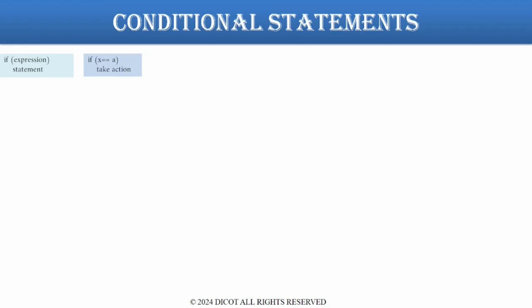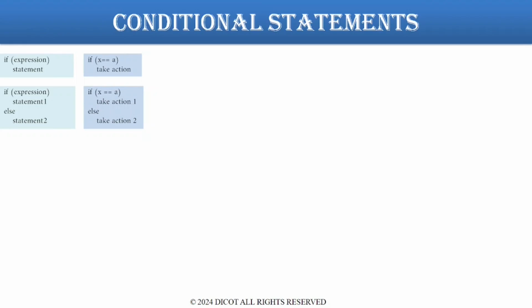If both the possibilities have to be handled, then the if statement will take the following form. If the expression is true, statement 1 executes and performs action 1, and if the expression is false, statement 2 executes and performs action 2.